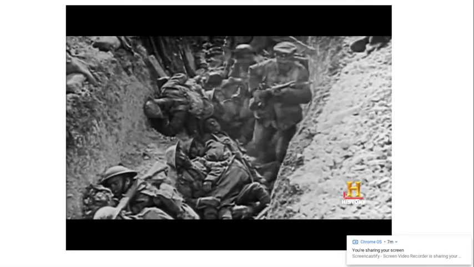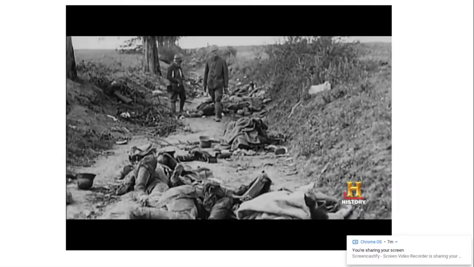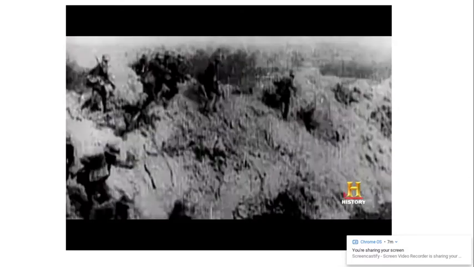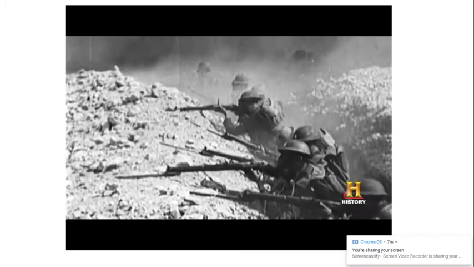There were often bodies buried in the sides of trenches, bodies lying out in the open in front of the trenches. The soldiers were experiencing not only the war that they were fighting at the moment, but the war that had been going on throughout those trenches for all of the years of the war.